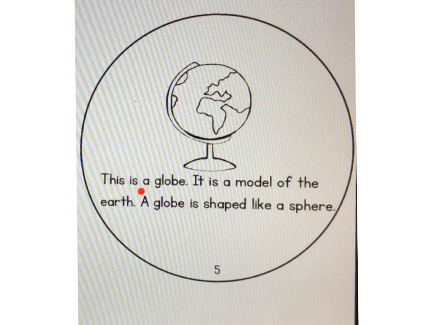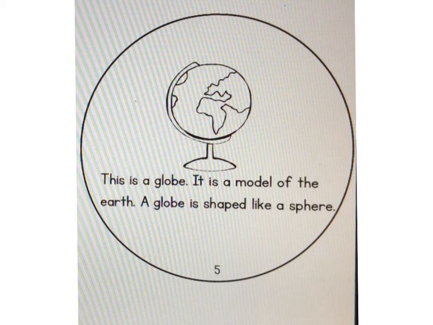This is a globe. It is a model of the Earth. A globe is shaped like a sphere. A sphere is another word for a 3D shape, like a ball. It's not shaped like a circle because a circle is a flat shape. This is a 3D shape or a ball shape. It's called a sphere. You say it. Sphere. Very good. It's a hard word to say.